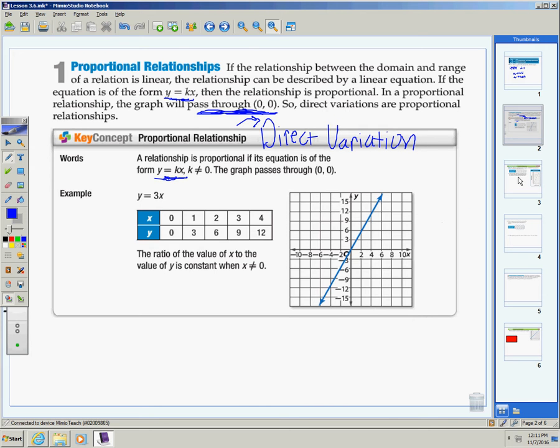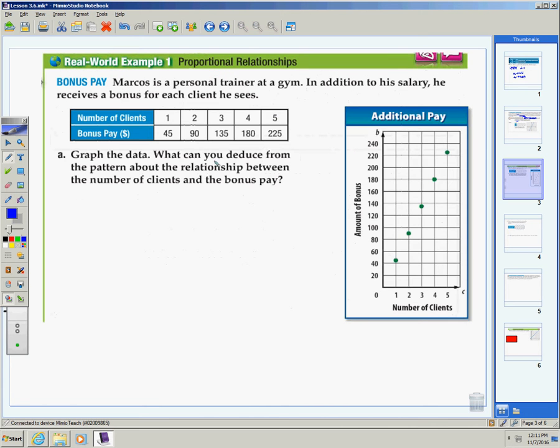So Marcus is a personal trainer at a gym. In addition to his salary, he receives a bonus for each client he sees. So here we've got this information. So let's graph the data. So here it's already graphed for us. What can we deduce? And by deduce, that basically means figure out. What can we deduce or figure out from the pattern about the relationship between the number of clients and bonus pay? Well, hopefully you can see that as clients increase, if I increase the number of clients, then I'm also going to increase his bonus pay.